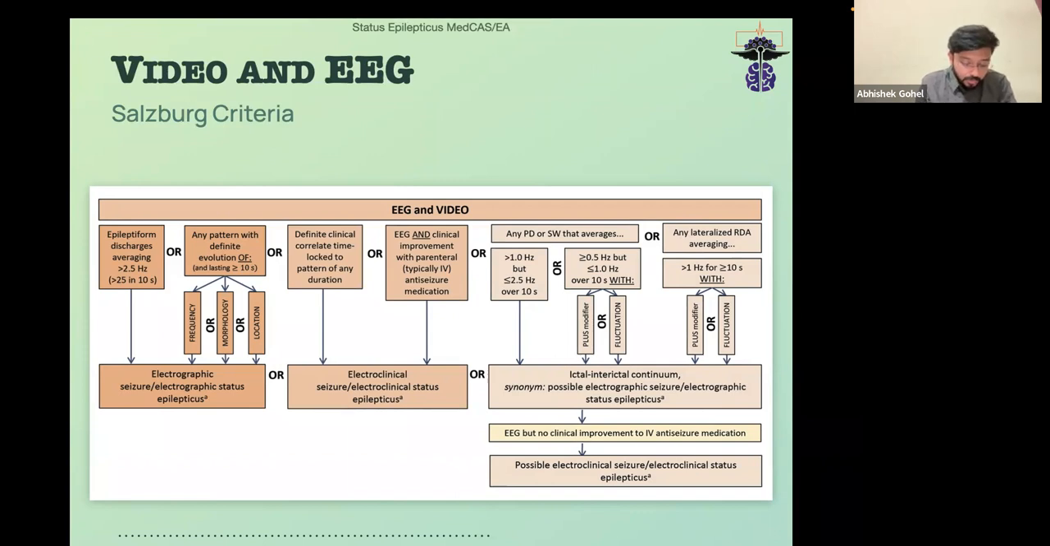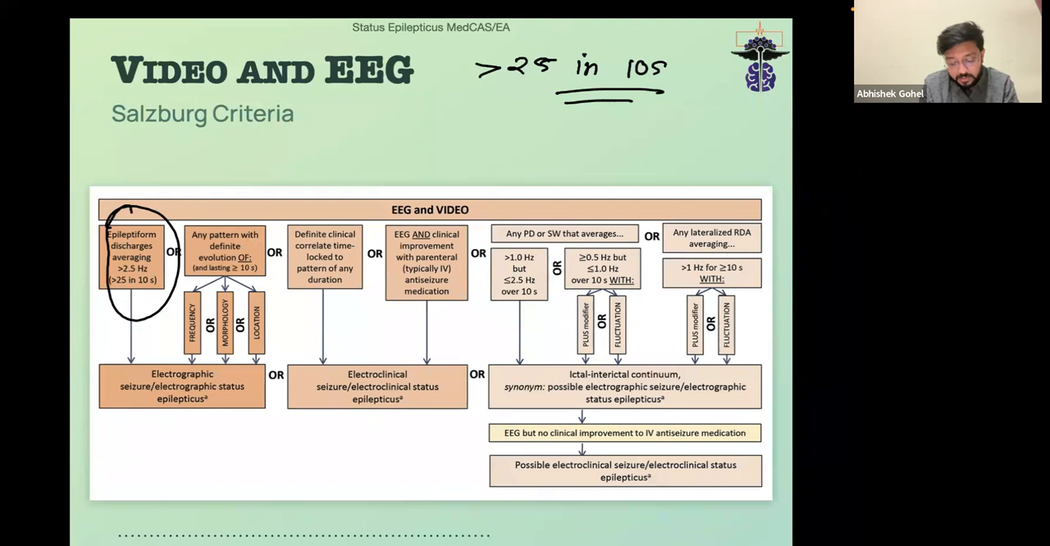First of all, you look for epileptiform discharges, that is more than 25 in 10 seconds. That means more than 2.5 hertz. That is the epileptiform discharges. If it is that, you can diagnose that as electrographic seizure. Now, if you do not have this more than 25, you have less than 25 in 10 seconds, so what do you look for? You look for evolution of the seizure.